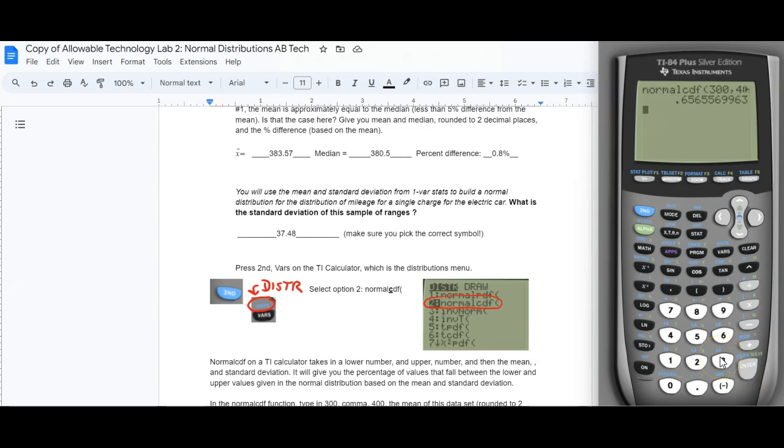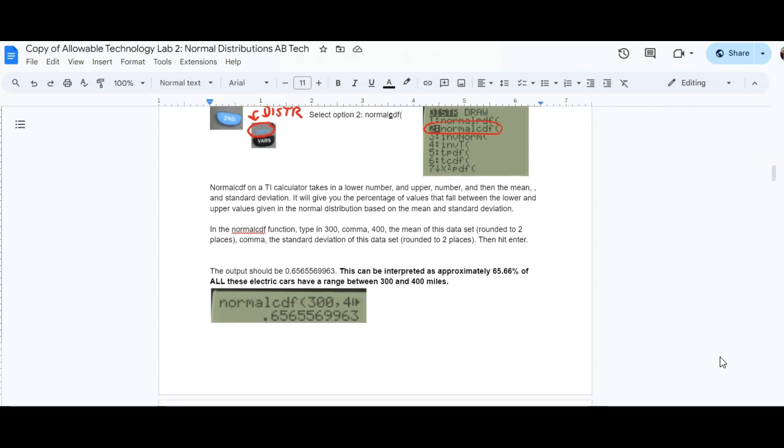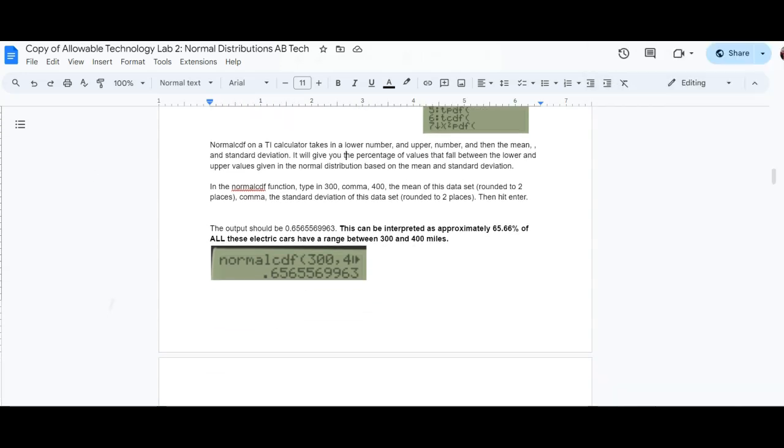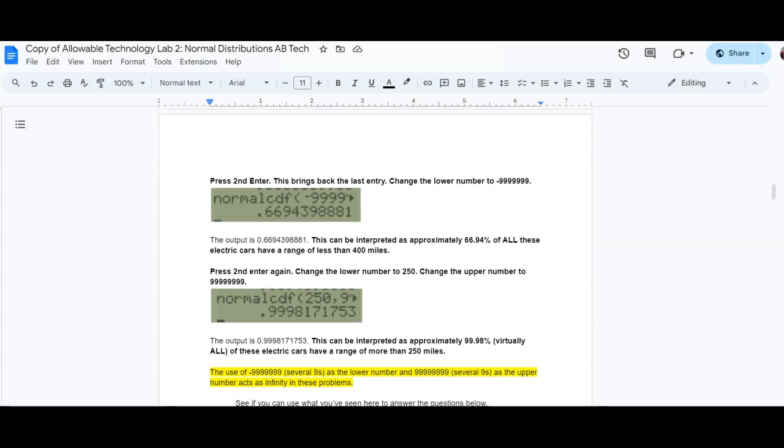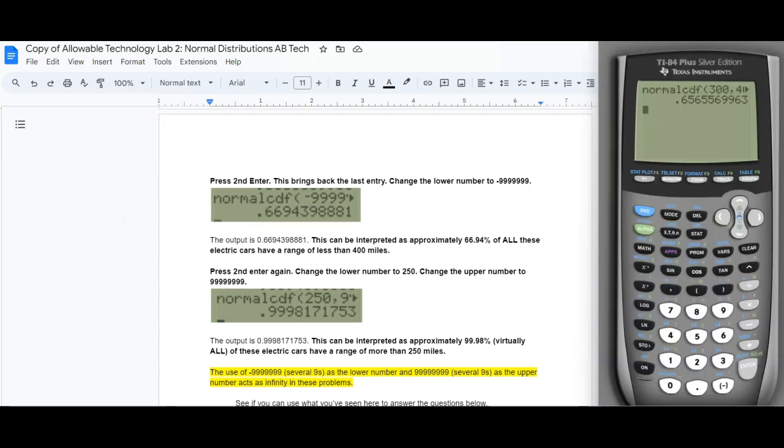All right, so there's what I get when I plug that in, and if you look, that's the same thing that we get right there. All right, then I ask you to press second enter on a TI-83 or 84. Second enter brings back the last thing you did, and it makes it editable so you can get in there and do it again.